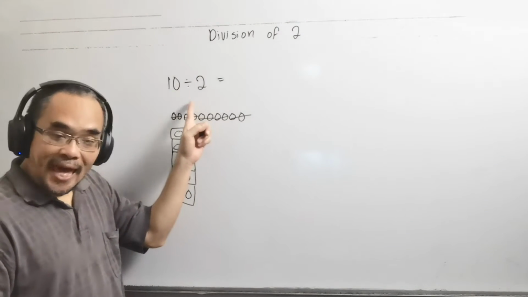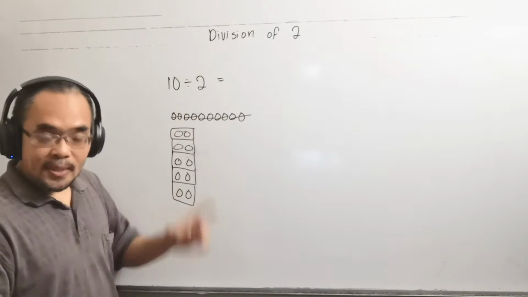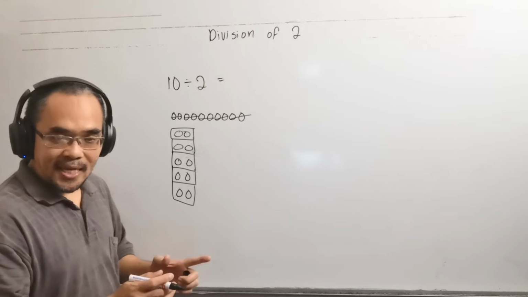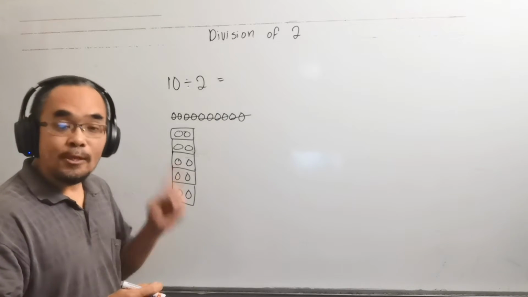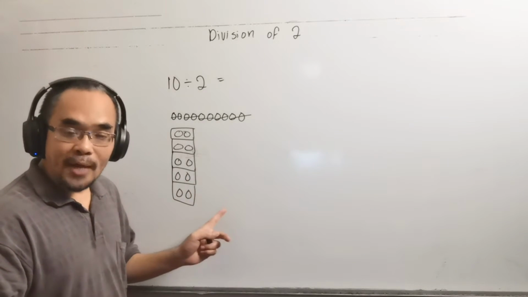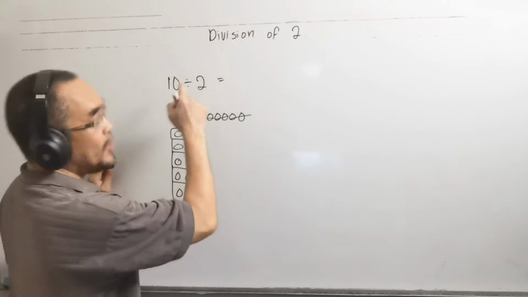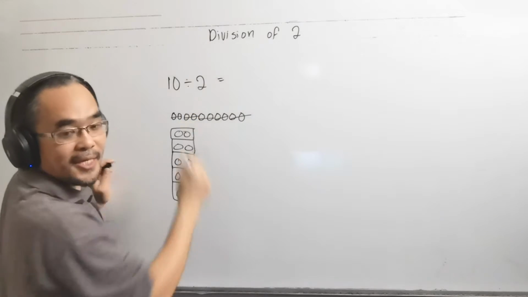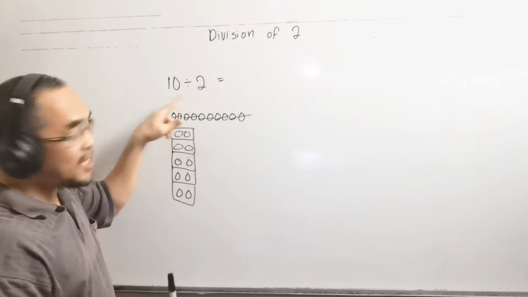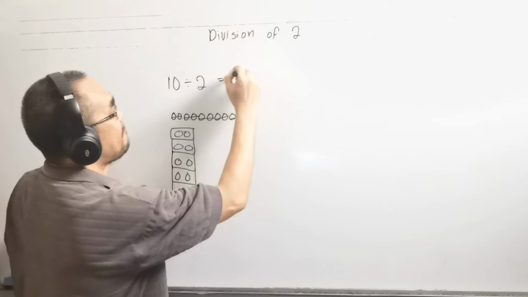So 10 divided by 2, if you have 10 of something and then you want to group them into 2, how many groups do you have? 5 groups. So 10 divided by 2, 5 groups, means the answer to this question is 5.